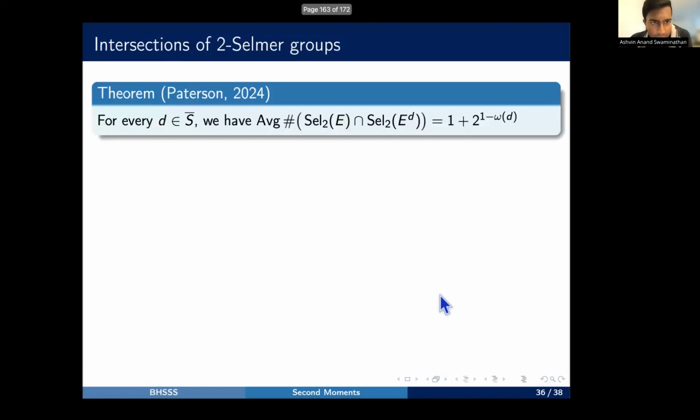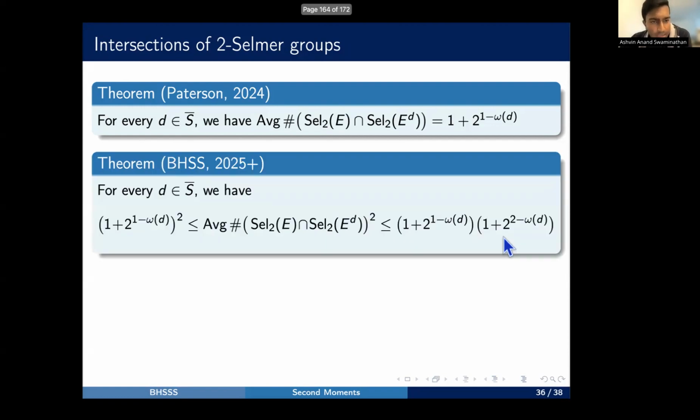All right. So now we have the thesis of Ross Patterson, where he looks at the following. Instead of taking products of Selmer groups, he looks at intersections of Selmer groups. What is the average size of the intersection of the 2-Selmer of E with the 2-Selmer of E twisted by D? He says for every D in the set S bar, you have a beautiful formula, which is 1 plus 2 to the power 1 minus the number of prime divisors of D. In fact, his theorem is stated without this greatness hypothesis. I just imposed that hypothesis to get quite a nice formula.